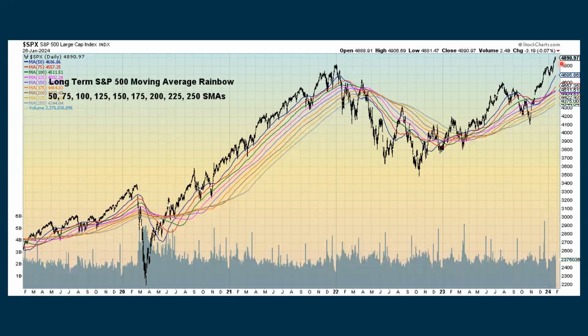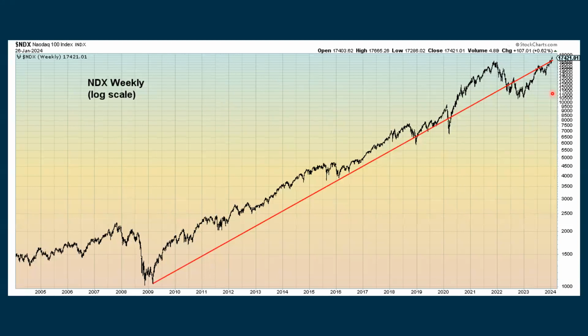Here's the long-term rainbow. Oh, it's elusive. So if you trusted the fact that I said we're going up and the lines are going up, then you trusted me the right way. This is the NASDAQ 100, also on a log scale going back to 2009, and we're above this longer-term trend line. I do show these charts from time to time.